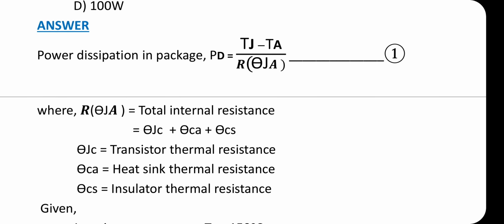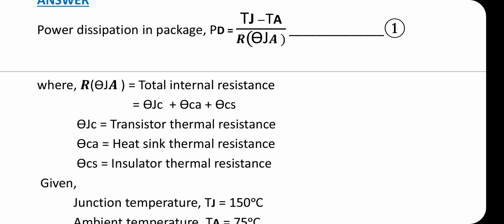Power dissipation in package PD is Tj minus Ta divided by R theta Ja, where Tj is the junction temperature. It is the highest operating temperature of the actual semiconductor in the electronic device, and Ta is the ambient temperature. It refers to the temperature of the surrounding air or environment in which the device resides while the device is on. R theta Ja is the total internal resistance or junction to ambient thermal resistance. The unit is degree Celsius per watt.